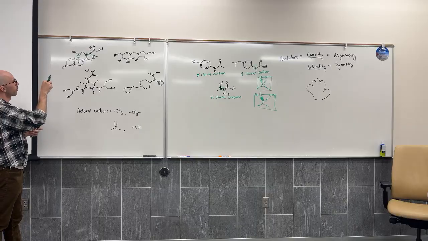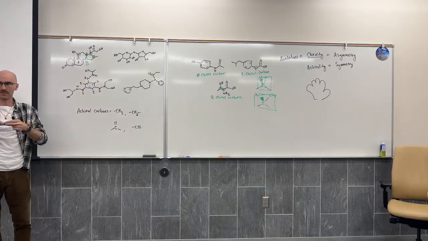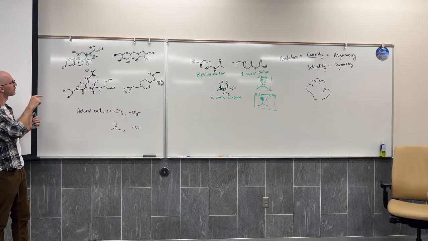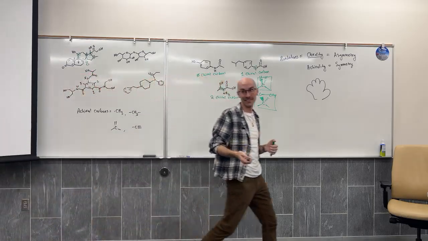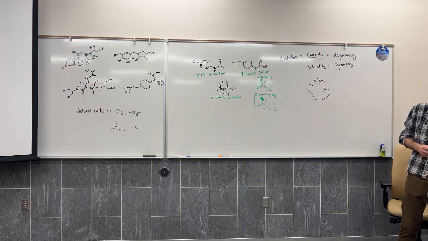1, 2, 3, 4, 5, 6, 7, 8. Which is like half of the carbons or more. 1, 2, 3, 4, 5, 6, 7, 8, 9, 10, 11. No, it wasn't more. But a good number of those carbons were chiral. All right, let's keep going with sucrose.